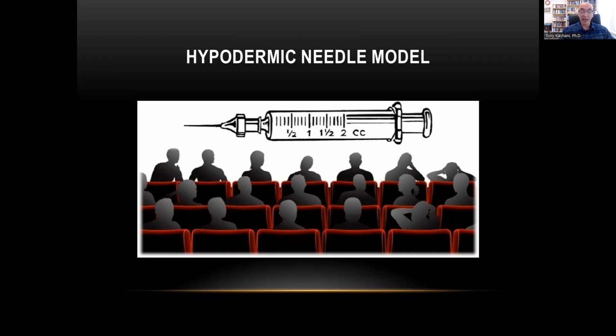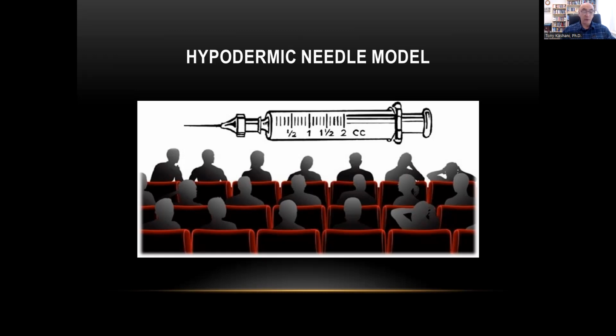Number four, the last one of the characteristics, is the limited role of individual differences. The theory tends to overlook individual differences, assuming that all members of the audience respond similarly to media messages. It doesn't consider variations in personal characteristics, experiences, or social contexts that may affect how individuals interpret and respond to media content. So there are some critiques, and I need to point out the limitations of this theory.